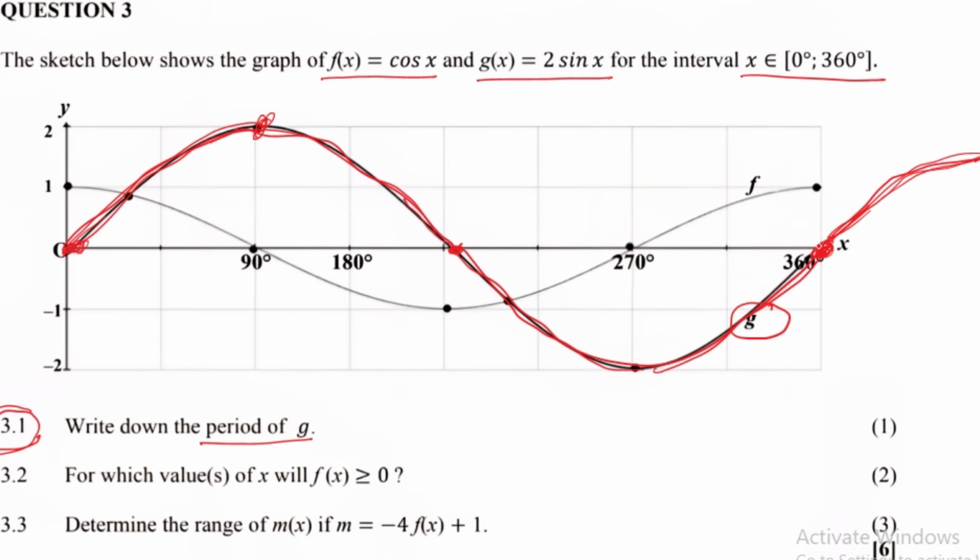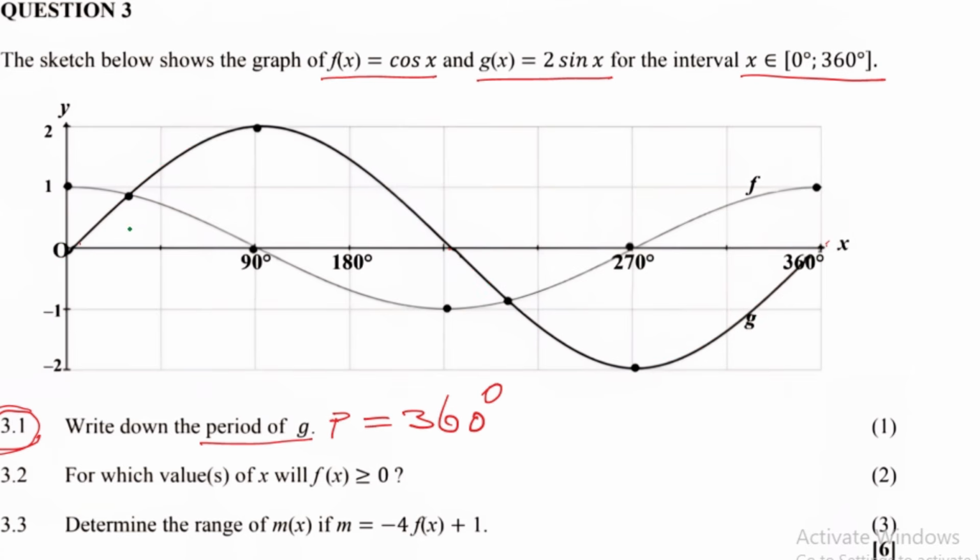So now before the graph starts repeating itself, we have got a full cycle, which is a period. So to answer this question, P for the period is equal to 360 degrees.